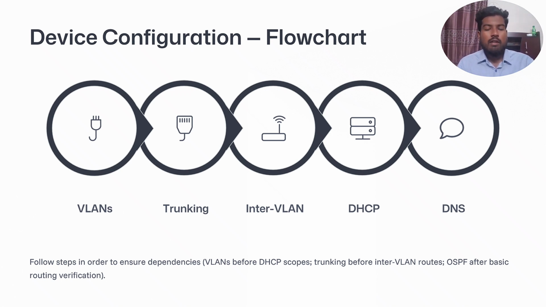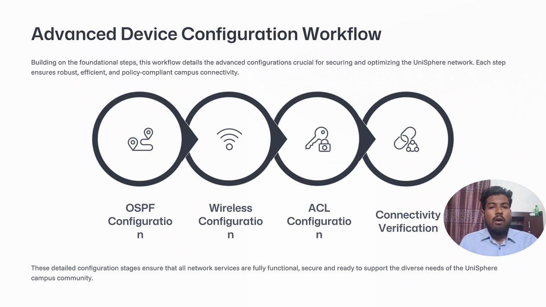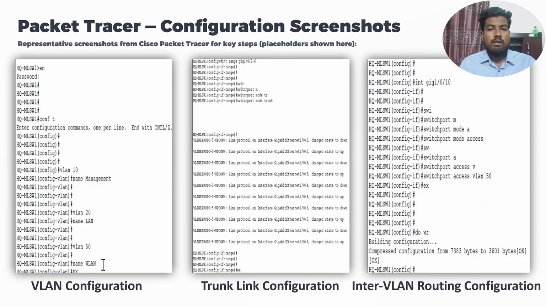The implementation started with VLAN creation to separate departments into different logical networks. Next, trunk links were configured to carry traffic between switches. After that, inter-VLAN routing was configured to allow communication between different VLANs. We then configured DHCP and DNS services. OSPF routing was implemented to provide dynamic route selection. Wireless networking and ACL security policies were also configured. Finally, connectivity tests were performed to verify that all services were functioning correctly.